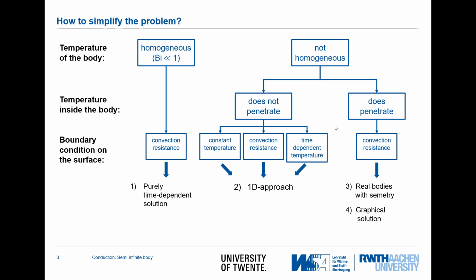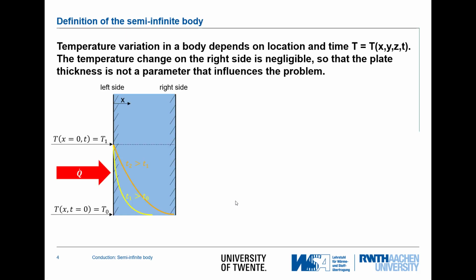Now, let's look here in our categorization of the different problems. In the previous lecture, we looked at the homogeneous case, and now we look at a case where the body temperature inside is not homogeneous, but also where the temperature has not penetrated fully through the body. This will lead us to the semi-infinite approach. Today we will look at a constant temperature as well as a convective resistance on the surface. And of course, we are still working in a one-dimensional approach.